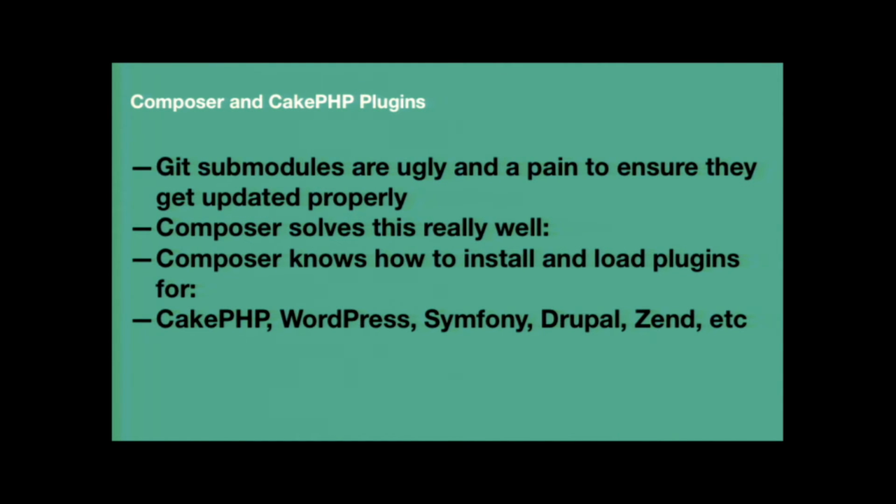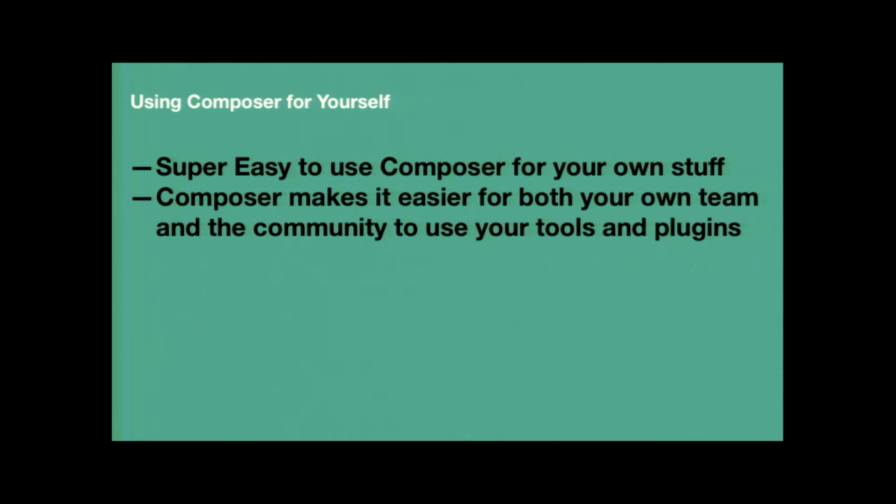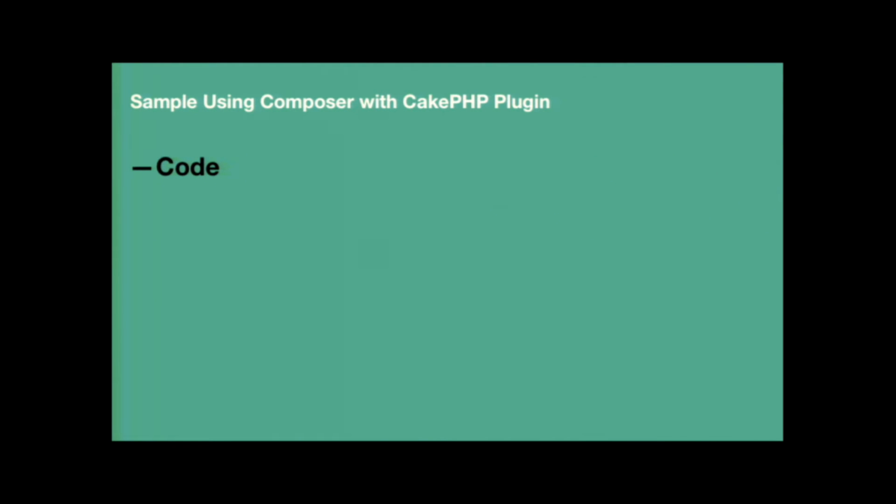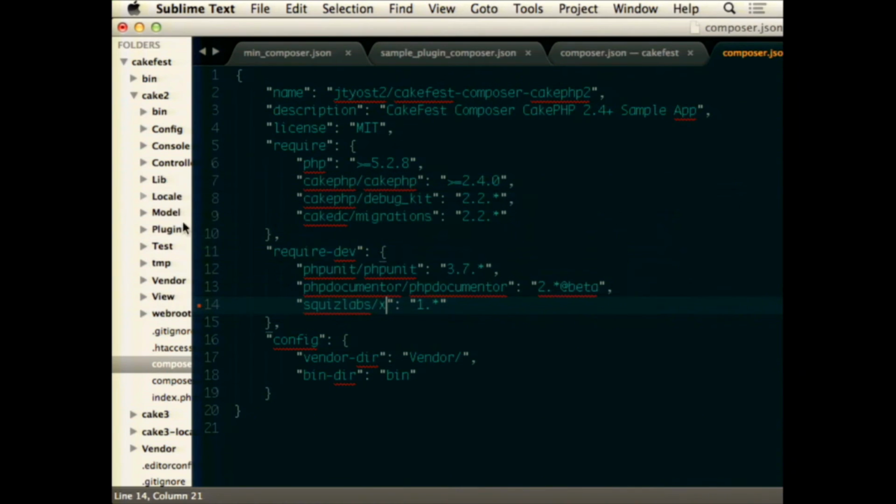Composer knows how to install and load plugins for Cake, WordPress, Symfony, Drupal, Zend, and a bunch of other stuff. It installs these just more or less by magic. That's all that you need to know, and that's all that you probably care about, is that it will install it and it knows exactly where it's supposed to load the plugin. So it's very easy to use Composer for your own stuff. Composer makes it easy for both you and your own team and the community to use your tools and plugins. And I've got an example of a plugin that's using that.